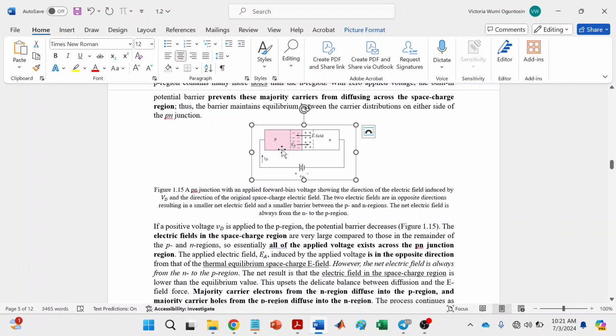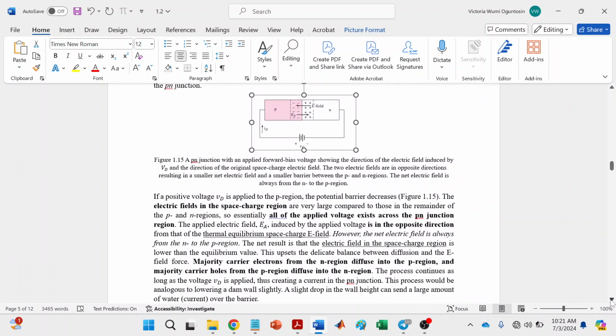So the result is that the electric field is going to be lowered, because this is cancelling out some of the electric field, so the electric field in the space charge region has been lowered. As a result of the lowered electric field, the majority carrier electrons are able to diffuse from the N region to the P region, and the majority carrier holes are able to diffuse from the P region into the N region.